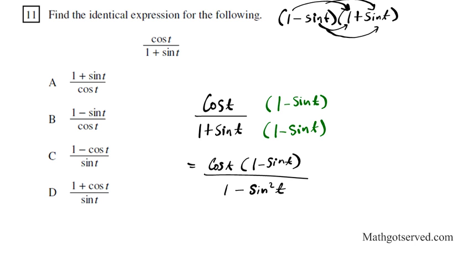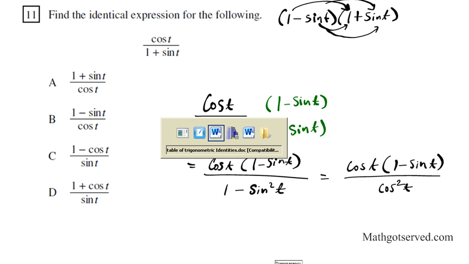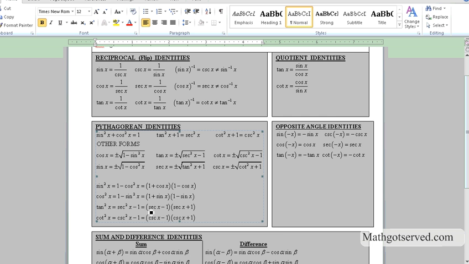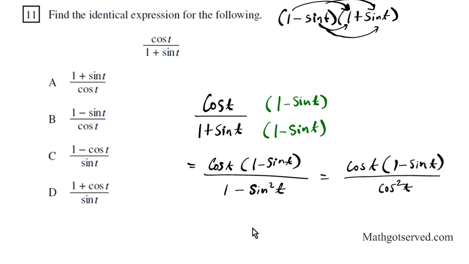Now we're going to use another identity, which tells me that 1 minus sine squared t is equal to cosine squared t. So the identity is that 1 minus sine squared t equals cosine squared t. And that identity is the same one we've been looking at. See this identity right here? That's what we're using. So let's go ahead and use that.